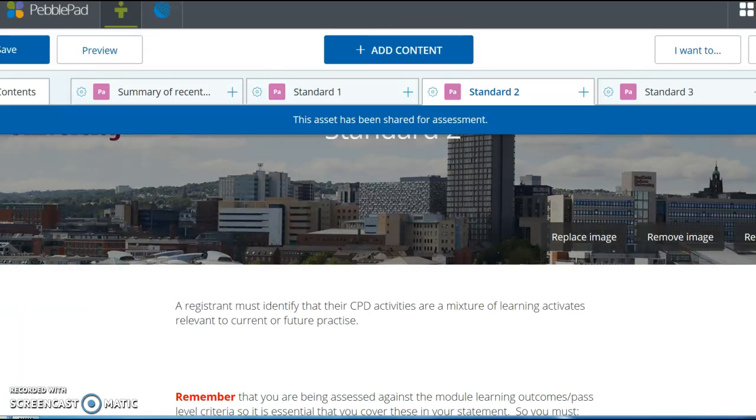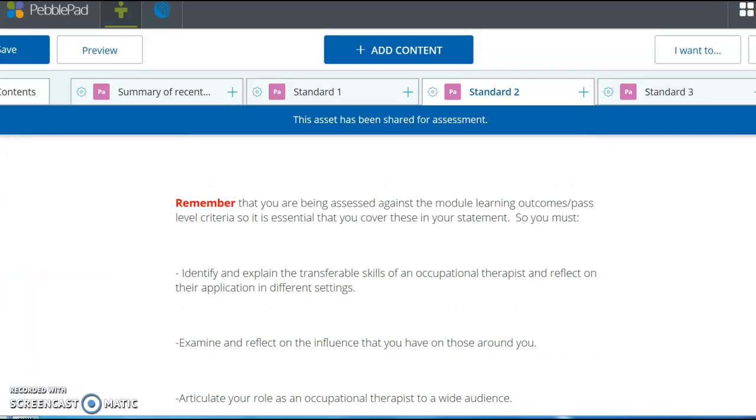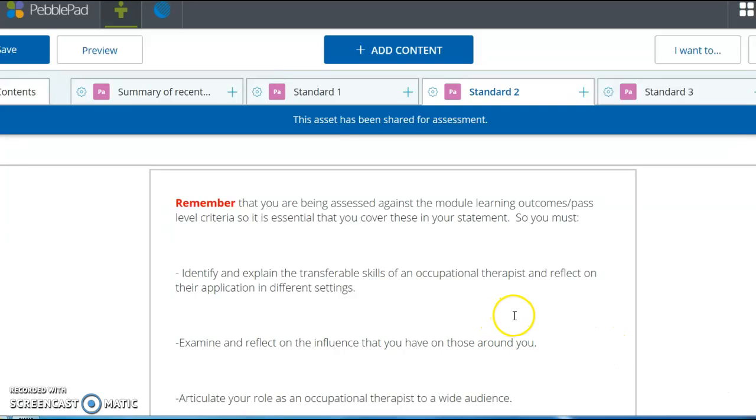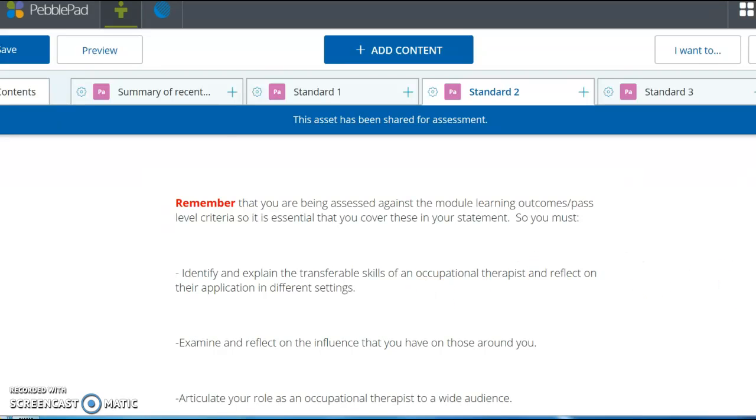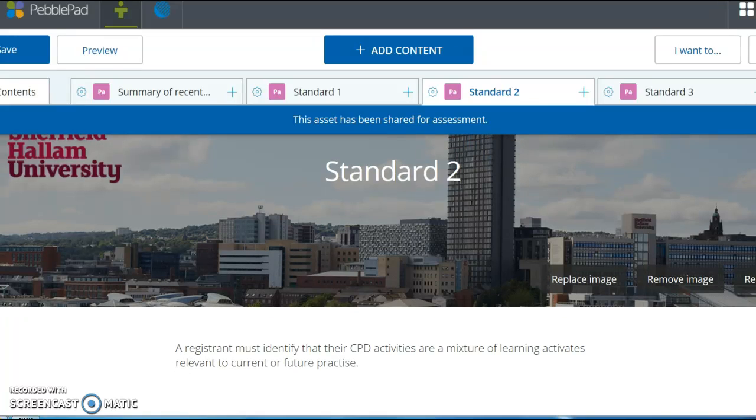Standard 2, you must identify that your CPD activities are a mixture of learning activities relevant to current or future practice. So again, thinking about all your module outcomes, think about anything that you've done or experienced that you can evidence as a CPD activity and learning activity. So again, you might want to think about lectures you've attended, or sessions you've attended, or group work activities, things you've done on placement. So that's for that standard.